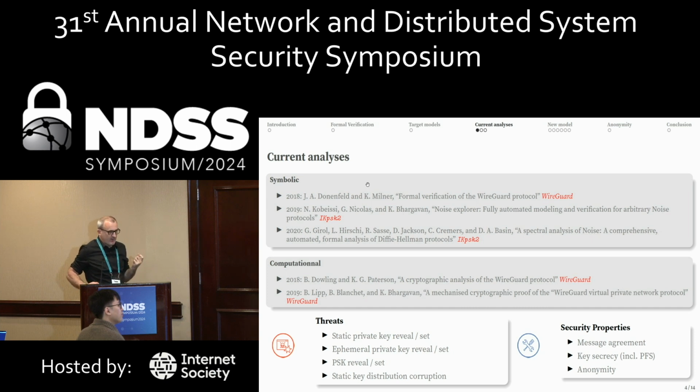And the threat models that we want to analyze when we perform this analysis: we want to assess an attacker that has read or set access to static keys, ephemeral keys, or PSK, and also an attacker that can corrupt the key distribution I've shown you previously. The security properties that are analyzed in this situation, that is a VPN, are message agreement, which is mainly authentication, key secrecy, including perfect forward secrecy, and anonymity.